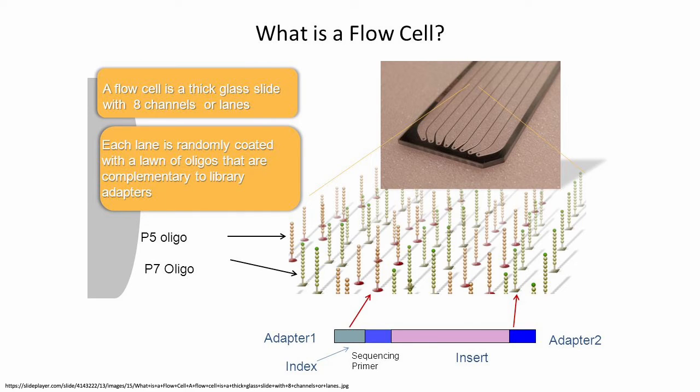And what's going to happen is that your individual DNA fragments are going to randomly hybridize and get fixed across the entire lane. And then once they're fixed onto the glass slide, sequencing occurs.